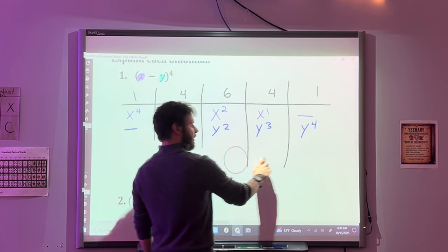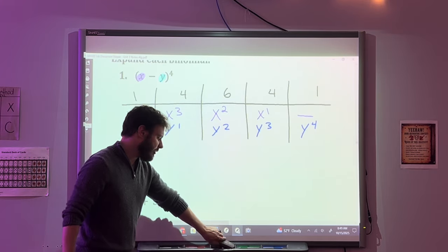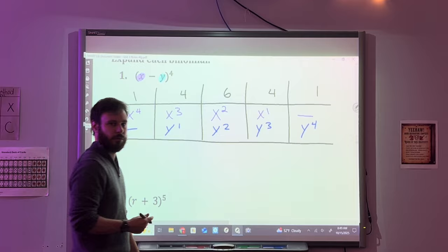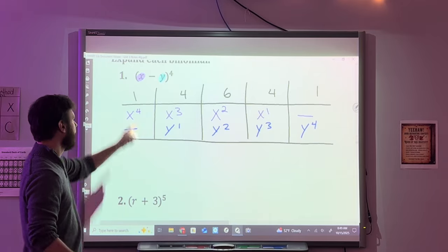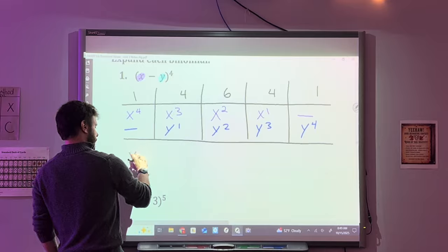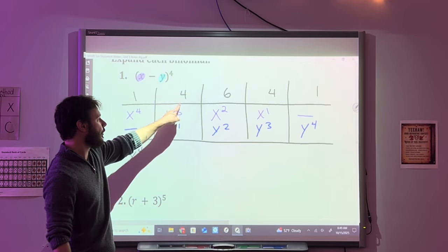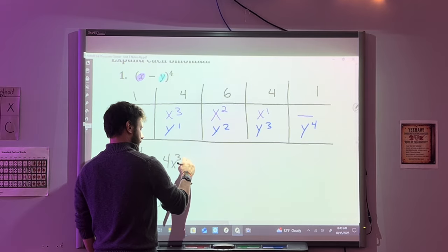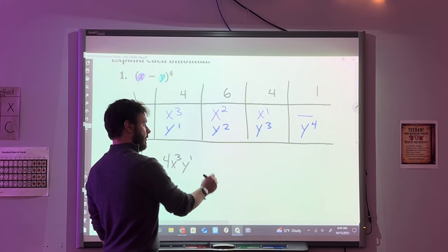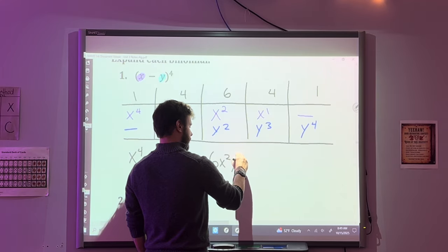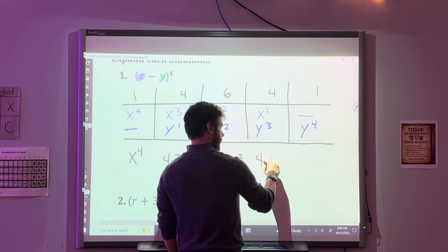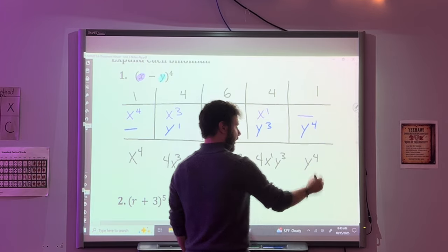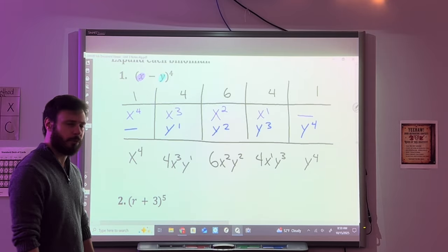This one was nice because it didn't have any real numbers in it. It just had variables, x's and y's. So I don't need to do that, figure out what the real number is business. I can just figure out my term here. 1 times x to the 4 is x to the 4. 4 with 3 x's and a y. 6 with 2 and 2. 4 with x and 3 y's, and then 1 y to the 4. If we don't want to write the 1, you don't have to.